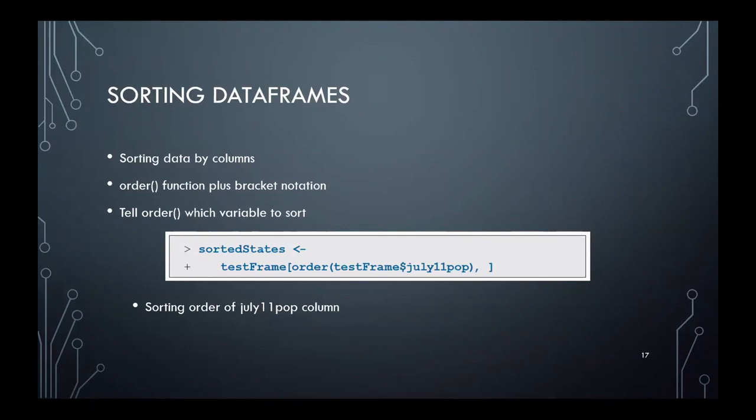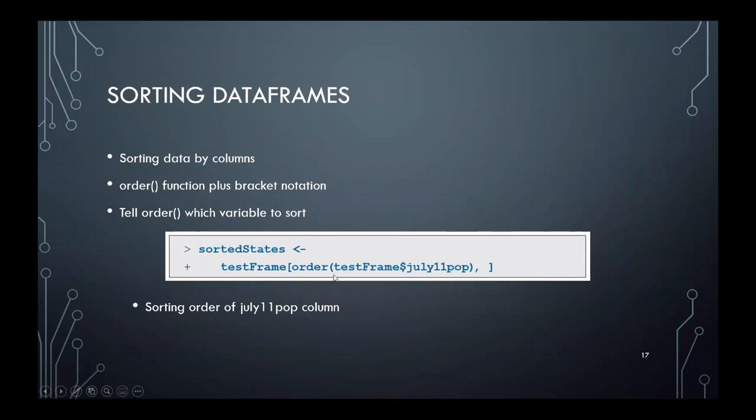There is a function called order, with which you can actually sort on a specific column, okay? Now, in order, you tell it which variable to sort on. And then from that, you can either store it in itself or you can store it in a new data frame. So for this example, I'm going to sort on the July 11th pop column, right there.